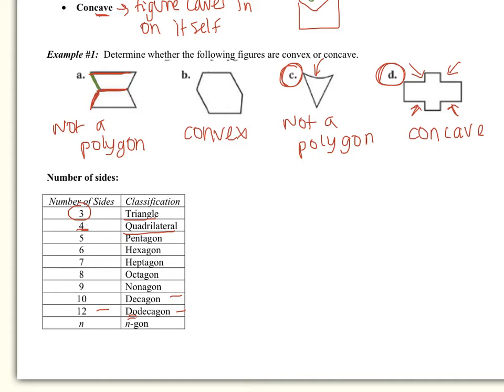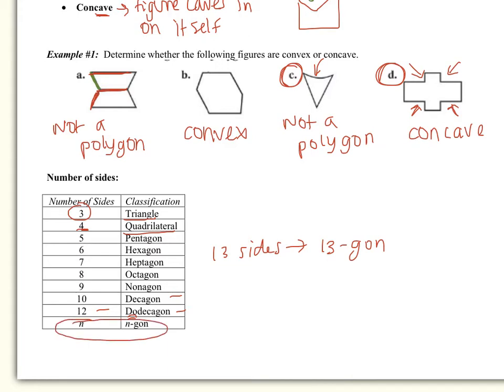Anything above 12, so say a figure has 13 sides, it's called a 13-gon. 15 sides, it's called a 15-gon. 70 sides is called a 70-gon. So anything past 12, we don't really have any special terms for anymore. So that's what this line is telling you.